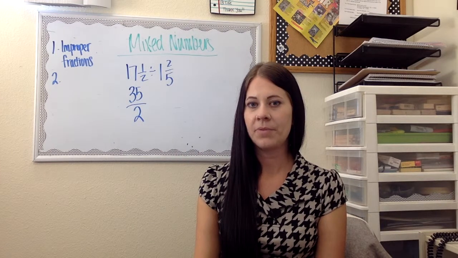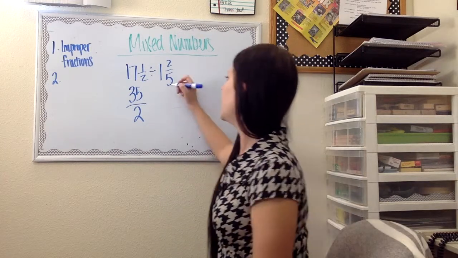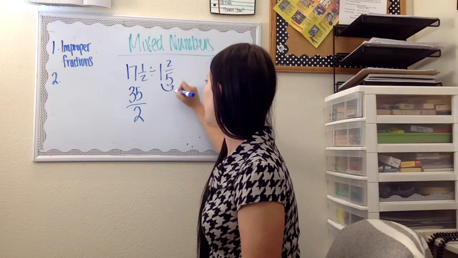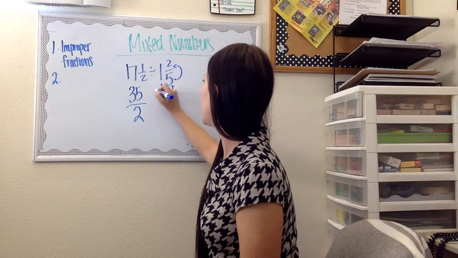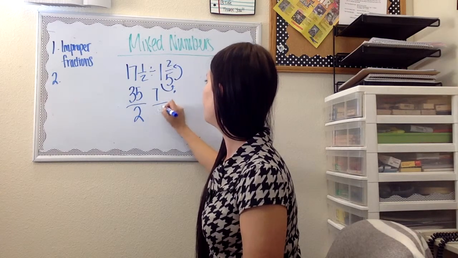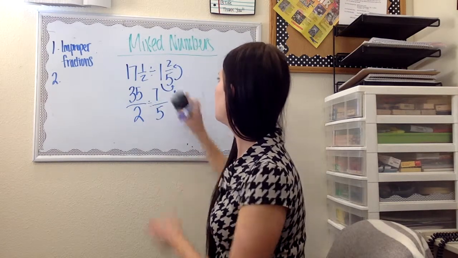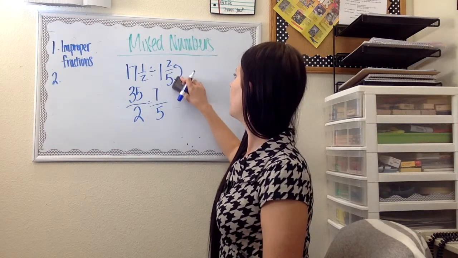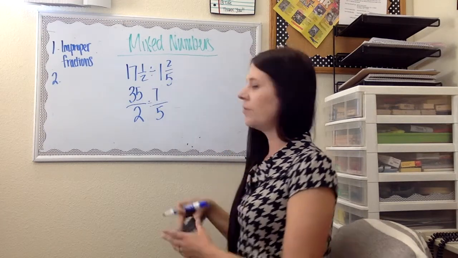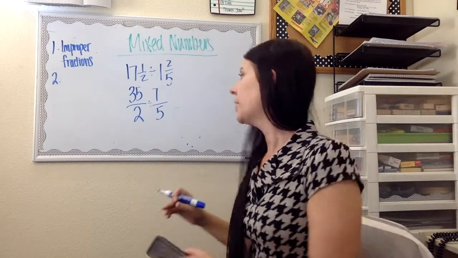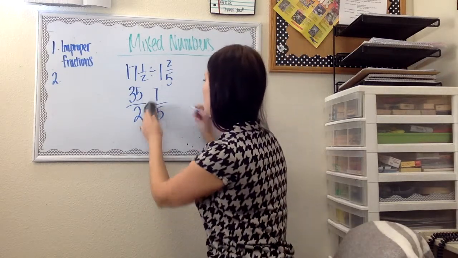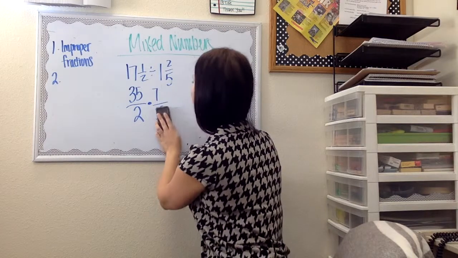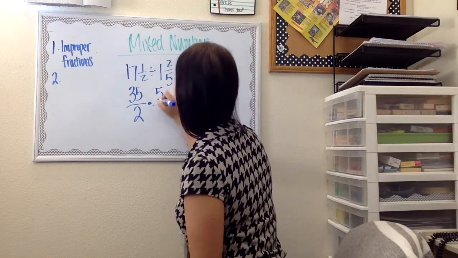Okay, hopefully you paused it. So if you did, you should have got 1 times 5 is 5, plus 2 is 7 over 5. And we've got to keep the division sign right now because it's still a division problem. Okay, so hopefully you got that. Then we're going to change this, like we talked about in the last video, to multiplication. And then we're going to flip this 5 over 7.